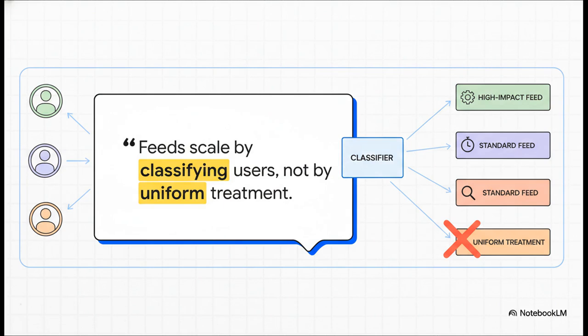And this really is the core principle of it all. You can't build a feed system that scales by treating everyone the same. It's impossible. The only way to survive that power law is to classify your users and treat them differently based on their potential to wreak havoc on the system.